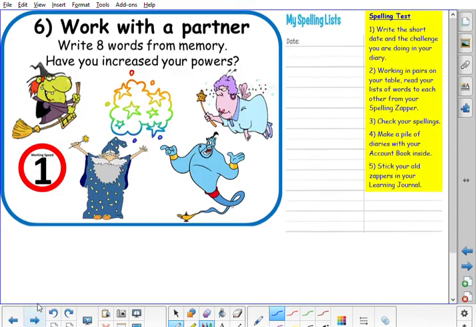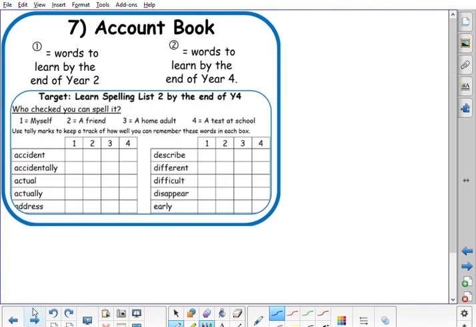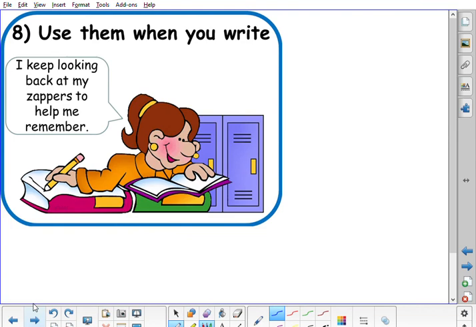Next week, when we finish this zapper, it'll be time to work with a partner and find out how many words you can write from memory. Have you increased your powers? And ultimately, you need to use them when you write.